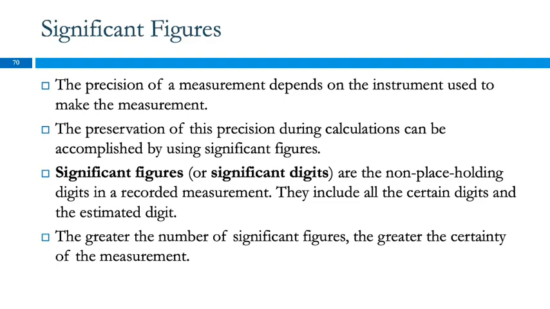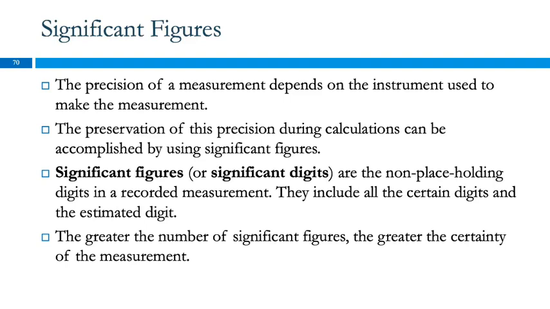Anytime we make a measurement, there's some uncertainty. When we do calculations with those measurements, we can end up with a ridiculous number of digits like we saw in some of those earlier examples. And so significant figures tells us how we should round those, what's a reasonable number. So what we mean by a significant figure, sometimes called a significant digit, significant figures are all of the certain digits and that one estimated digit.